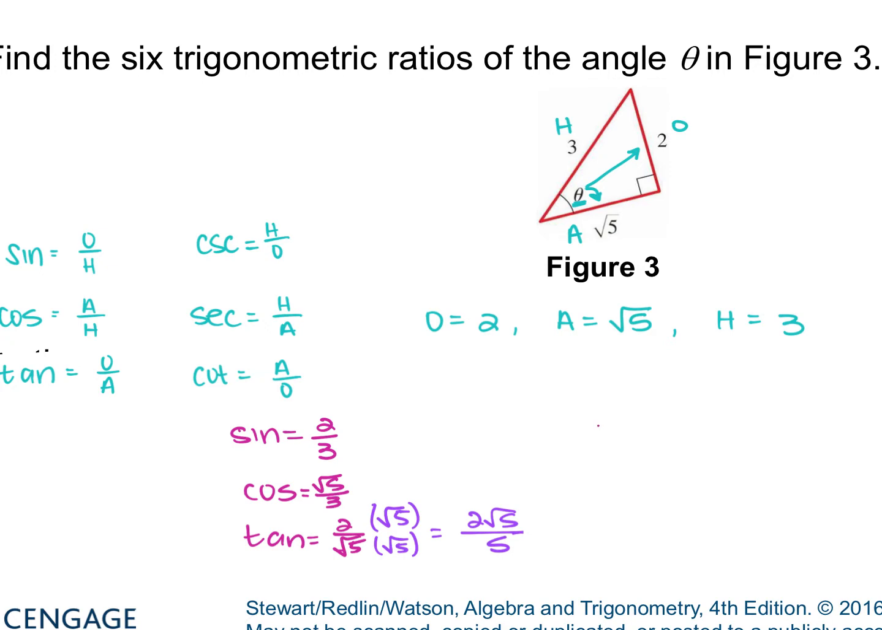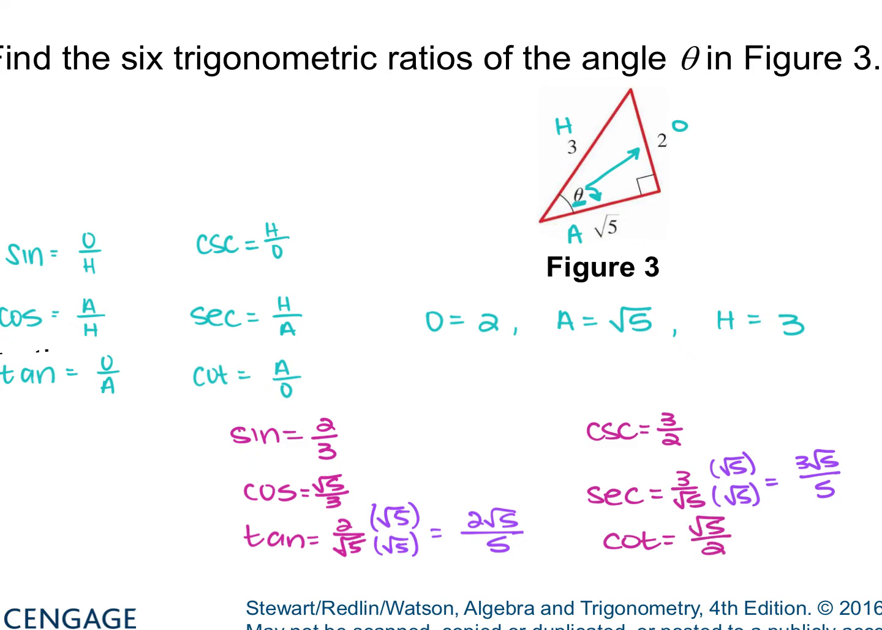For your reciprocal of sine, that's cosecant. So that's hypotenuse over opposite. So flip your fraction. That's 3 over 2. For your reciprocal of cosine, that's secant, S-E-C. Flip that fraction, so it's 3 over the square root of 5. Again, you cannot leave the radical in the denominator. So multiply top and bottom by the square root of 5. That gives us 3 square root 5 over 5. And then for the reciprocal of tangent, that's cotangent. So take the reciprocal of that. That's the square root of 5 over 2.